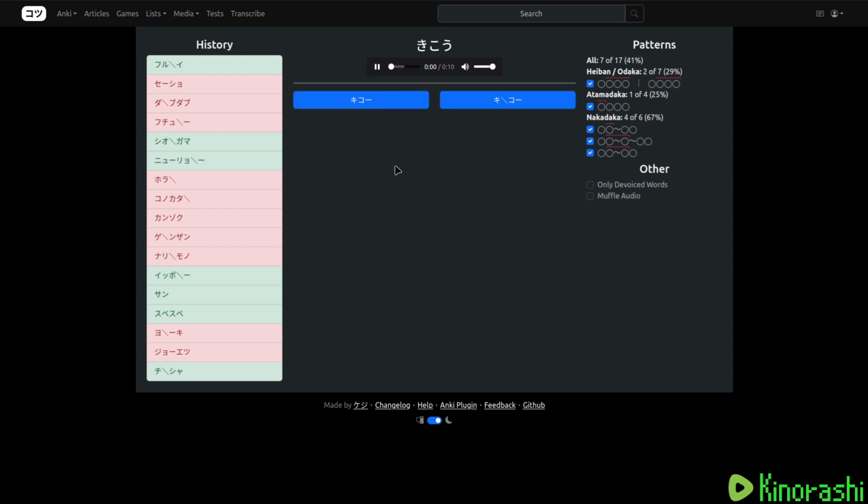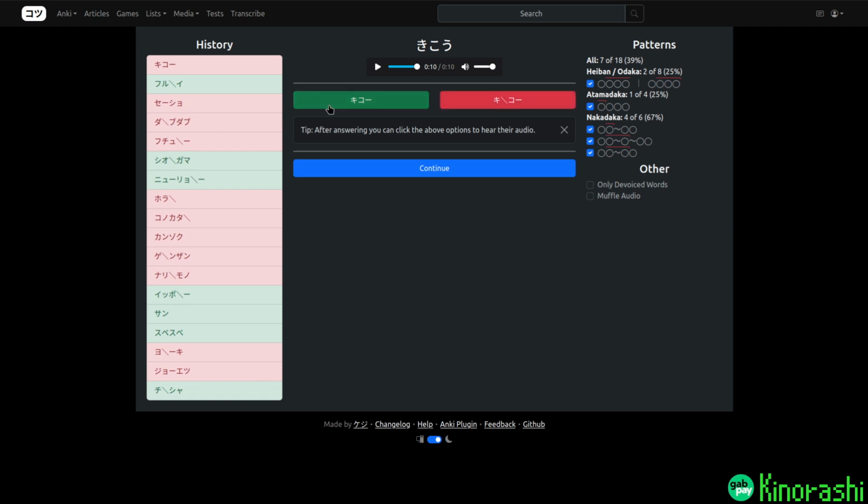気候 Kiko. See, this is saying, is it Atamadaka? And this is saying, is it Heiban? 気候 Kiko. I believe this is Atamadaka. No, it's Heiban. Kiko.